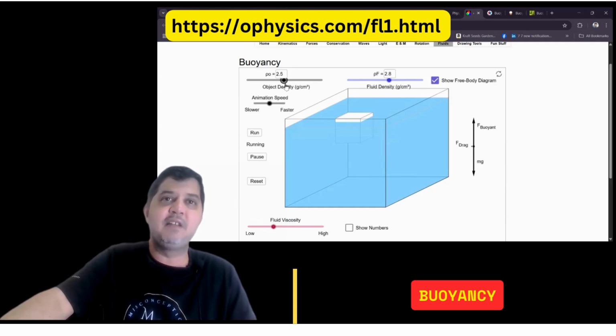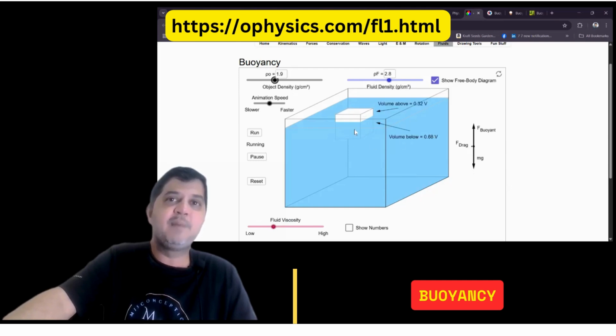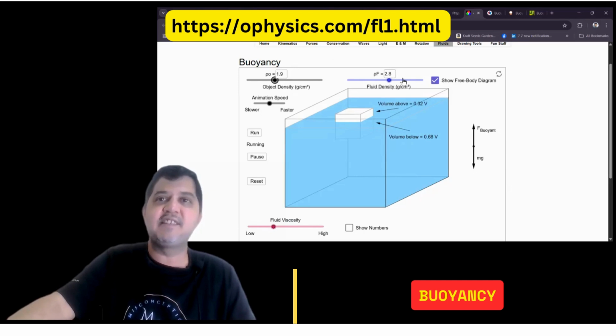Let me decrease this value. Now what do you expect? When I decrease this to 1.9, what happened? The object started coming upwards. Why did it come upwards? Because this density is lesser than this density.